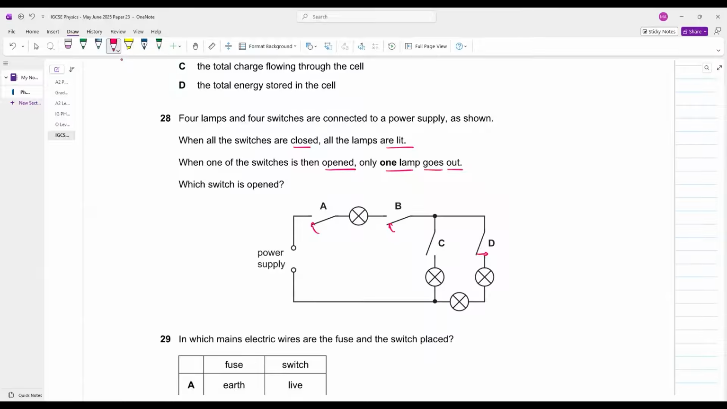विच स्विच इज ओपन? अगर आप रियलाइज करो, स्विच C को मैं ओपन कर दूं तो लैंप ये वाला चलेगा, D भी चलेगा, ये भी चलेगा। सो इफ आई ओनली ओपन स्विच C, तो ये वाला लैंप स्विच ऑफ हो जाएगा एंड वन लैंप गोज आउट। C is your answer.